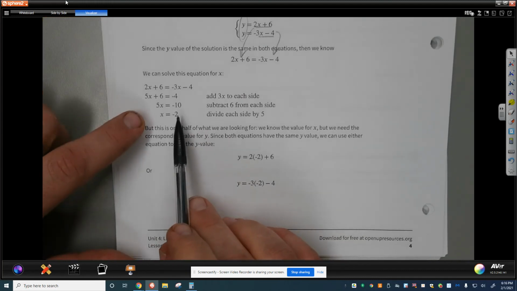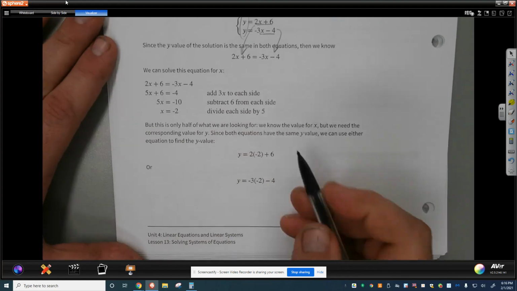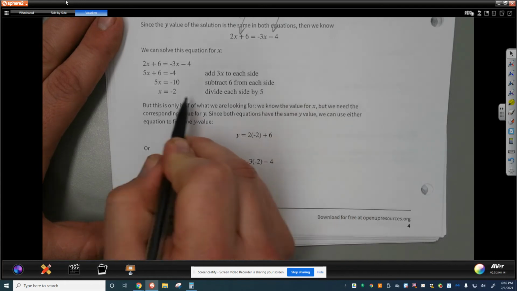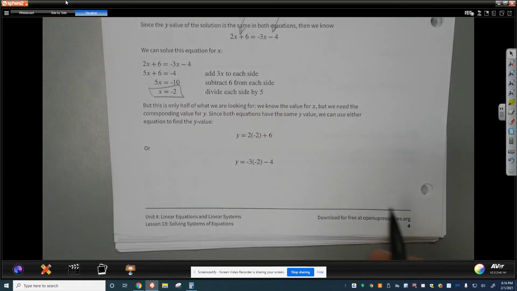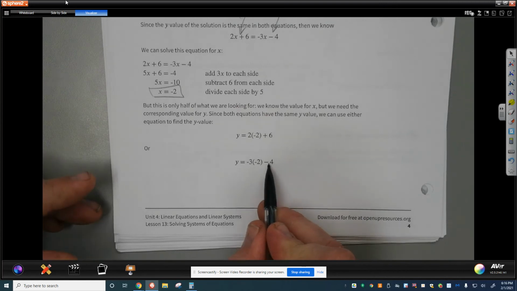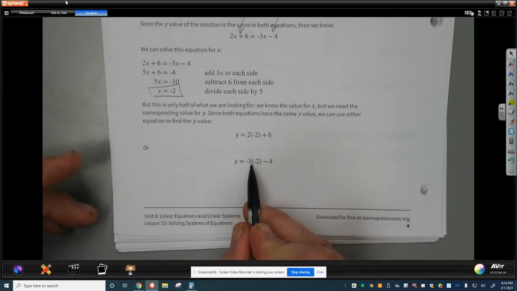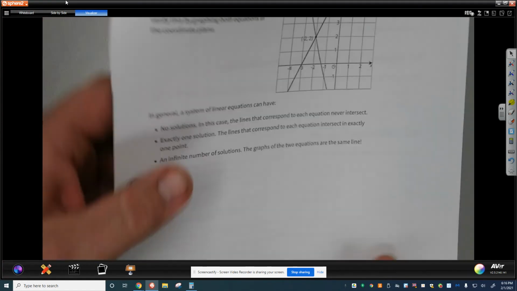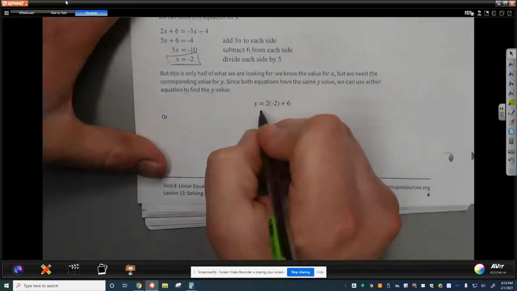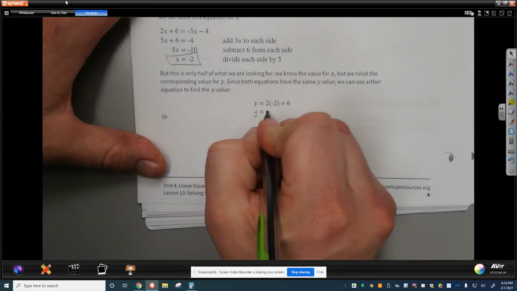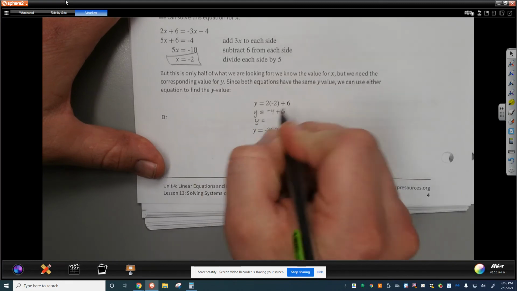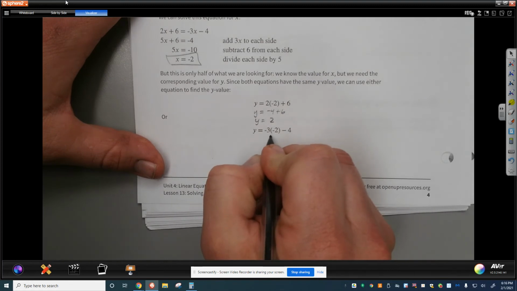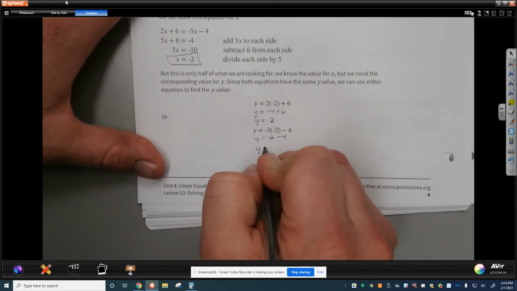It's only half of the values that we're looking for. So I have to find the y, and what I can do with this is I say y is equal to 2 times negative 2 plus 6, because I found that the solution is negative 2 for x. And then negative 2 for x in the other equation gives me y equals negative 3 times negative 2 minus 4. And then when I simplify, take a look at what I see. y is equal to negative 4 plus 6, which makes y equal to 2. And on this one, I have 6 minus 4, which means y is equal to 2.